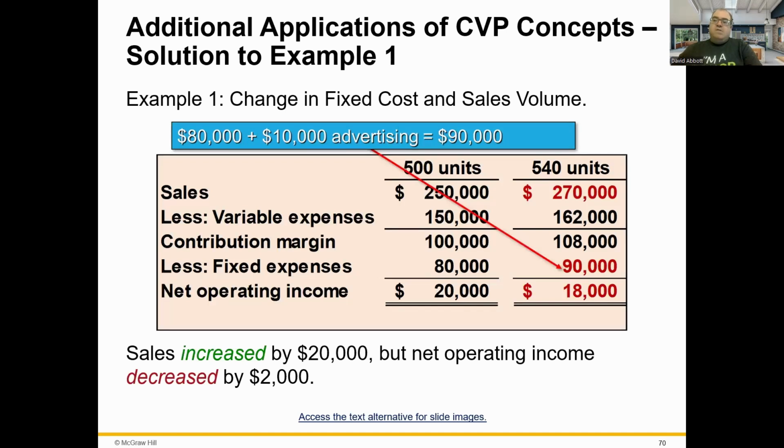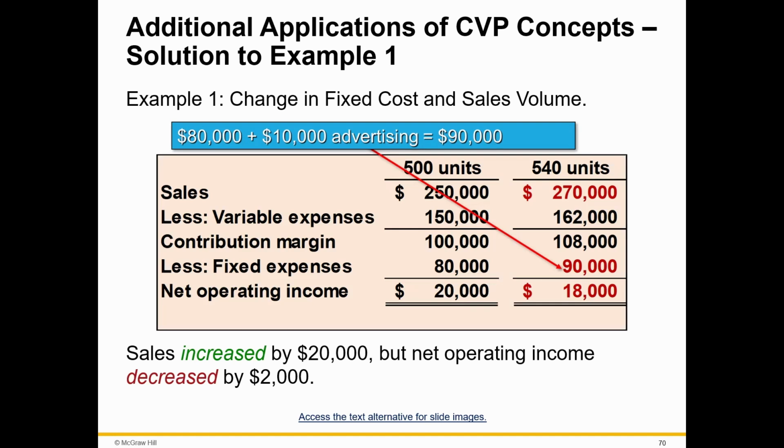And the advertising budget would be our fixed expense. So we're increasing our fixed expense. And so we can prepare a contribution format income statement to show that that would decrease our profits by $2,000. So again, taking that, we see here how we can do the contribution format income statement.